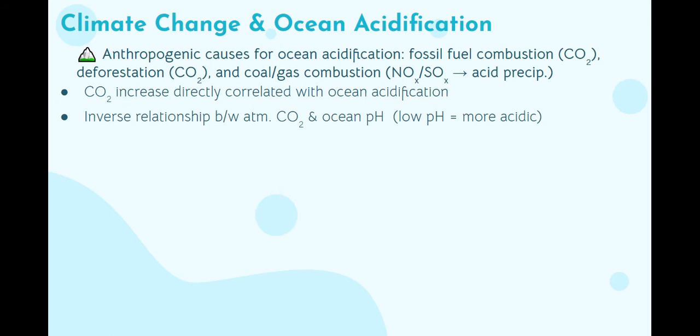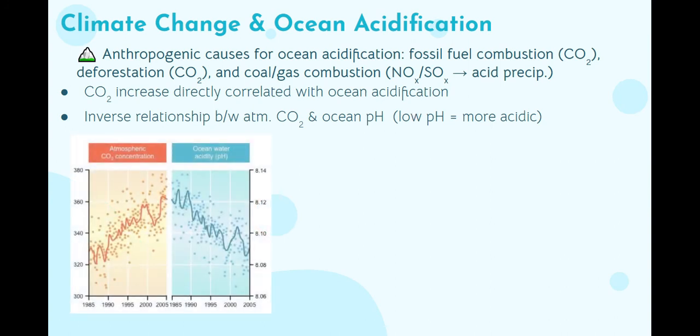There's an inverse relationship between atmospheric CO2 and ocean pH, meaning the more CO2 in the atmosphere, there's more CO2 in the water. More CO2 in the water makes the water more acidic, which means the pH is going to be going down. So you can see here, with the red side, the CO2 is going up in the atmosphere, but the ocean water pH is going down.